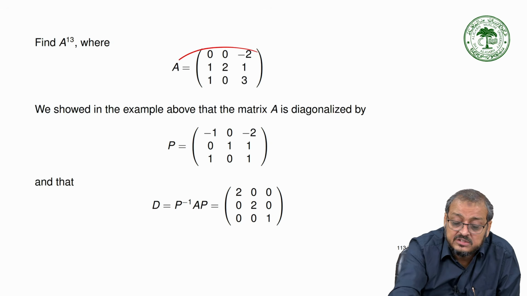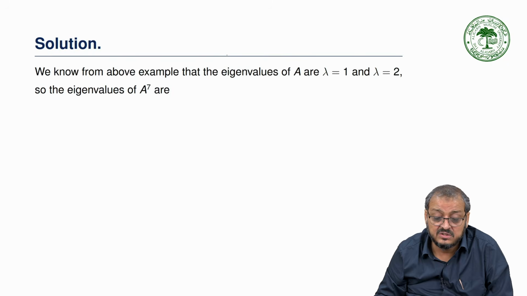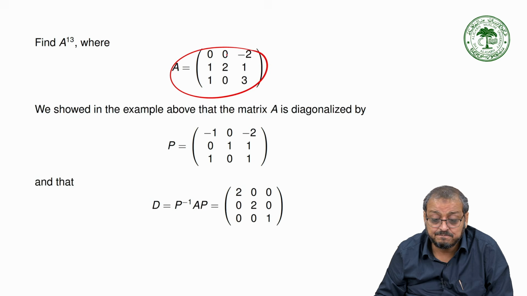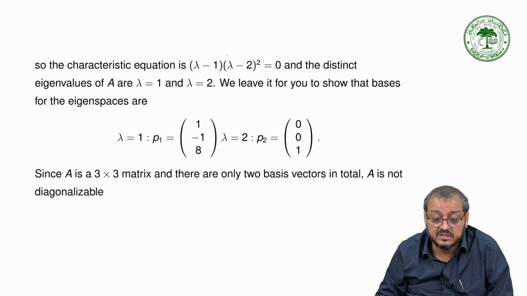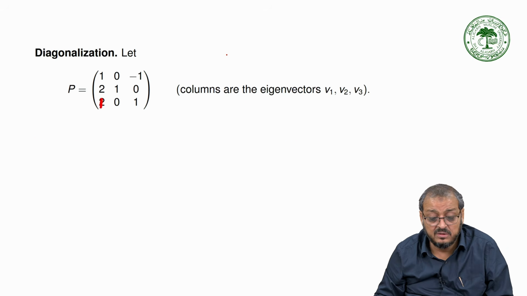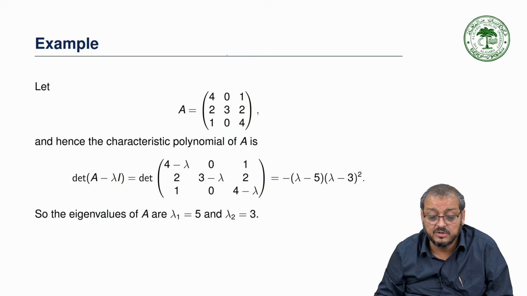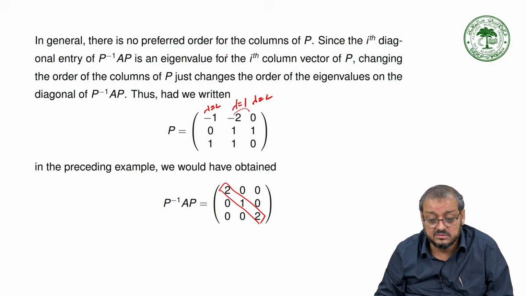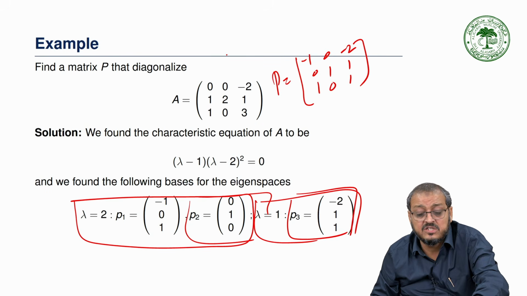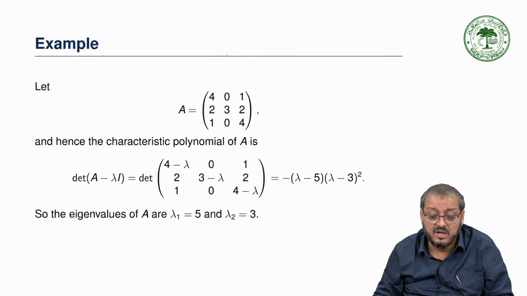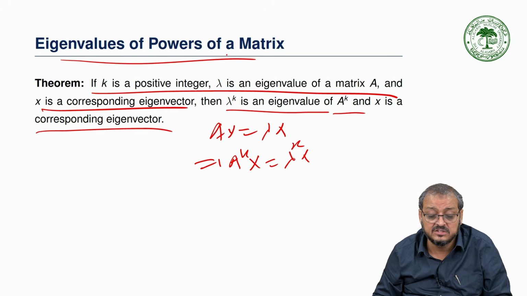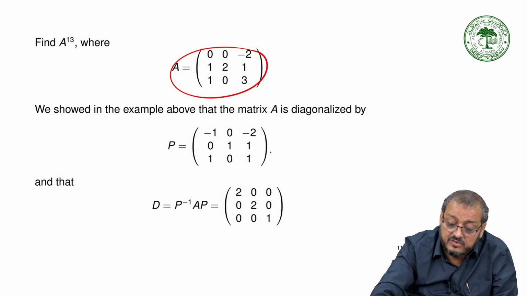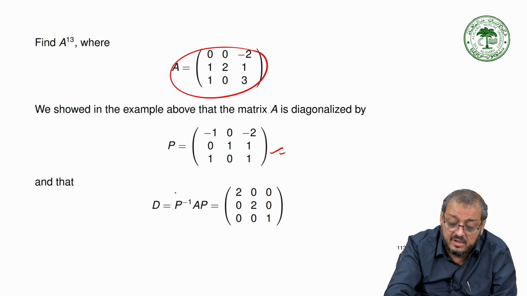We have already discussed this problem previously. Okay, this one is the problem. We already showed that this matrix is diagonalizable. We already found P inverse for this, in this form, and D can be written as this.